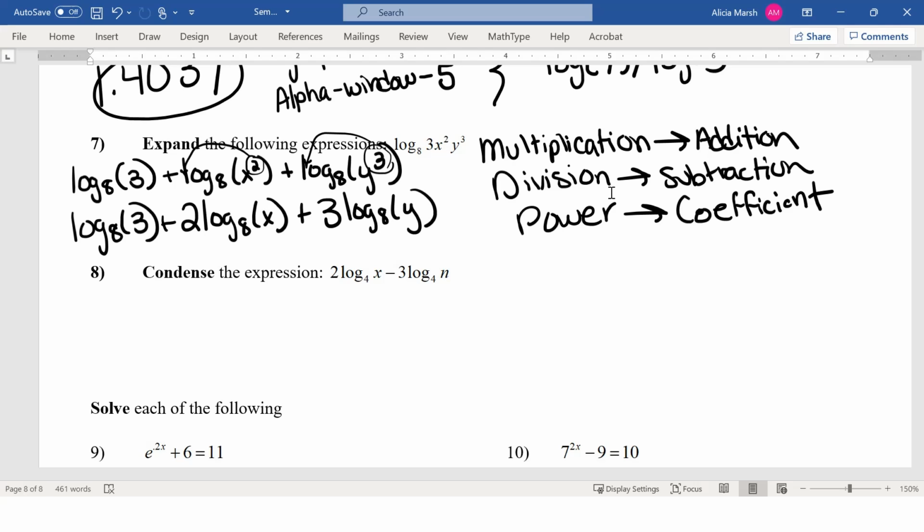And that is done. We have expanded. There is only one thing inside of each logarithm, and that means we have expanded it fully. Condense now, we have to condense slowly.